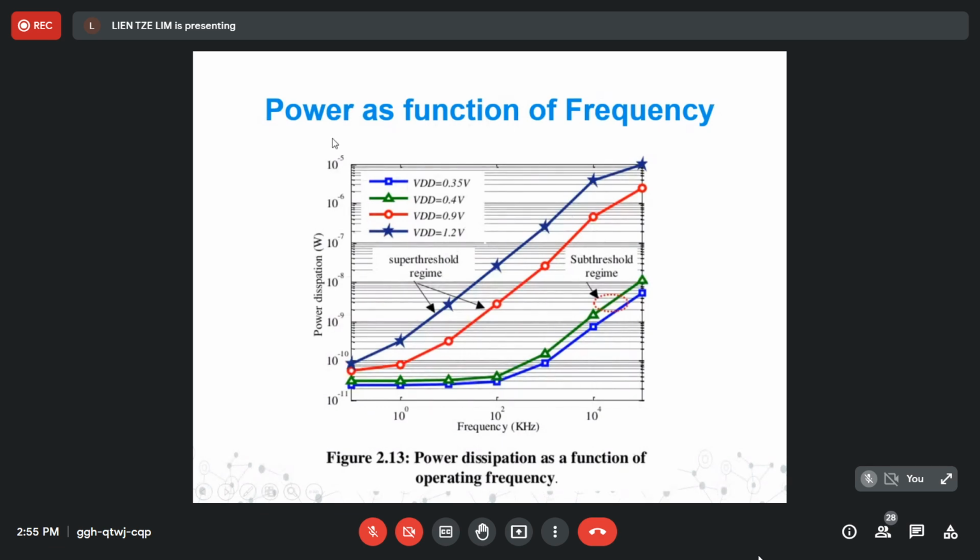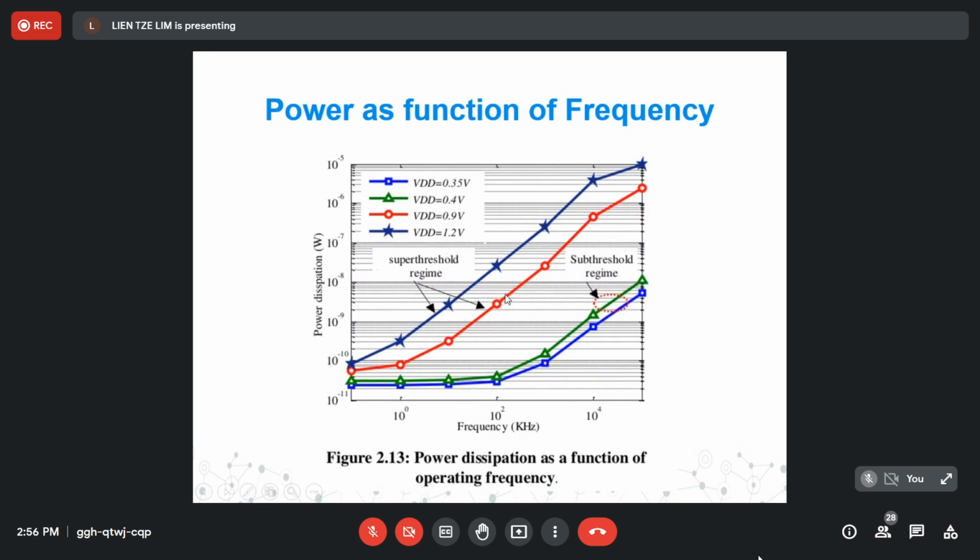Power as a function of frequency. This graph is plotted with power dissipation versus the frequency. You can see that when the frequency increases, this frequency is the operating frequency, or we can consider it as the clock frequency, same as the operating frequency. So when it is increasing, then the power dissipation also will be increased. You see the curve here, it shows that they are proportional.